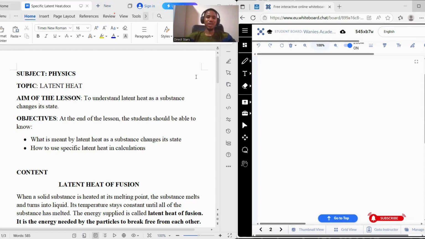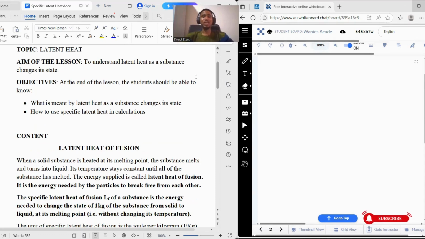So let's dive into latent heat. Latent heat is classified into two types. We have latent heat of fusion and latent heat of vaporization. So let's go with latent heat of fusion in the first place. Now, what is meant by latent heat of fusion?